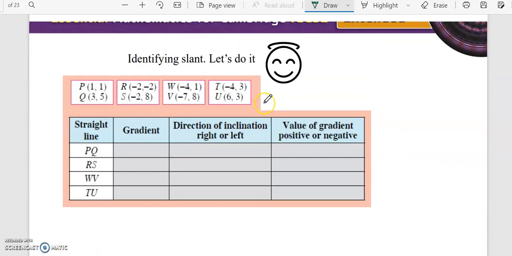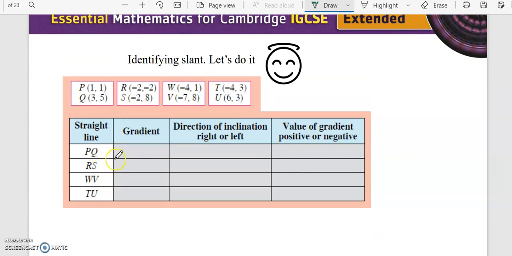So, look here. We choose line PQ to find its gradient and its direction, and then determine whether the value of the gradient is positive or negative. So we go to the first one, PQ. We substitute the values for PQ. y2 is 5, y1 is 1, and then x2 is 3, and x1 is 1. So 4 over 2, so the gradient is 2. Since 2 is positive, the direction is inclined to the right.